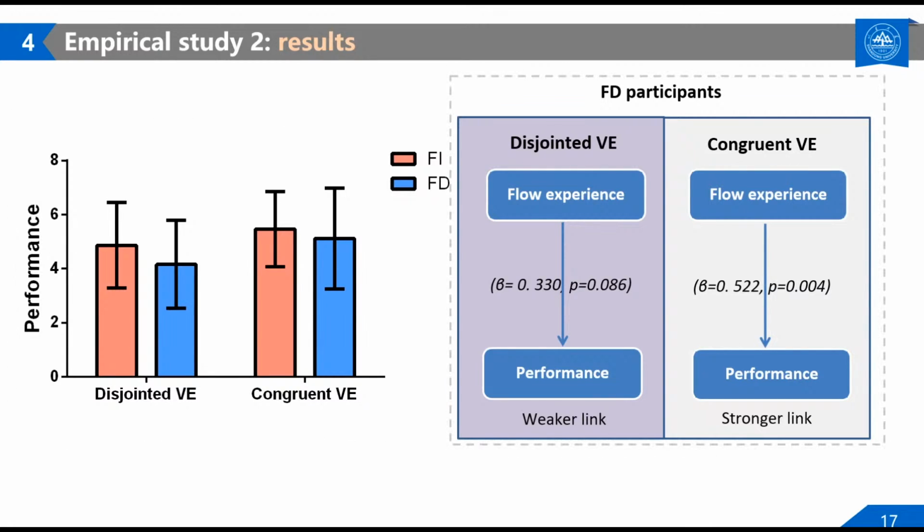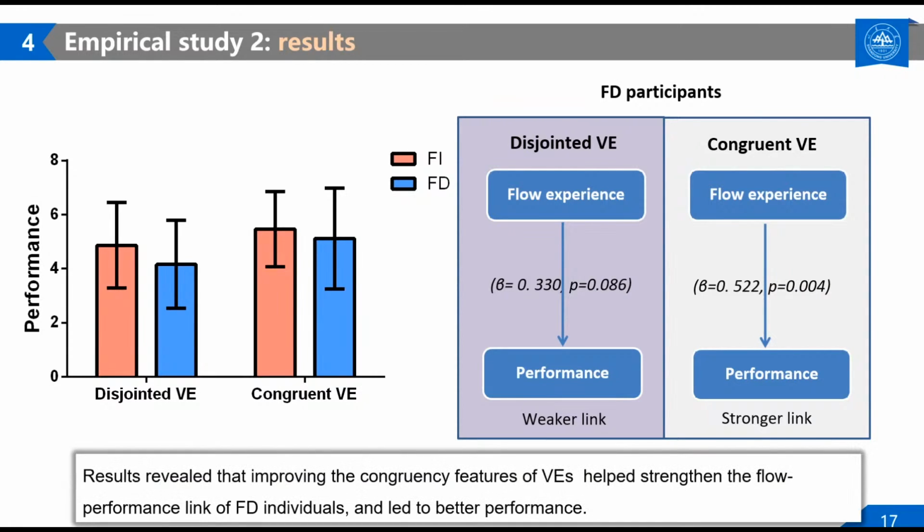Next, we focused on FD participants and respectively tested the flow performance link in the two different VE versions. Results of regression analysis show the flow performance link in congruent VE is much stronger than disjointed VE. These results support the hypothesis, proving that improving the congruency between task and potential distractors in VE helps strengthen the flow performance link of FD individuals.